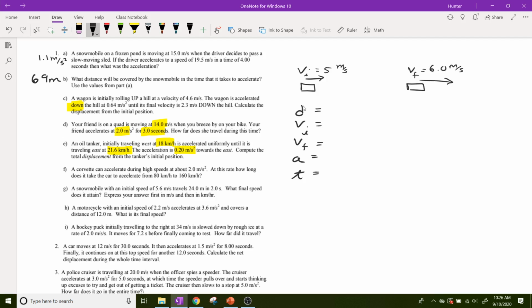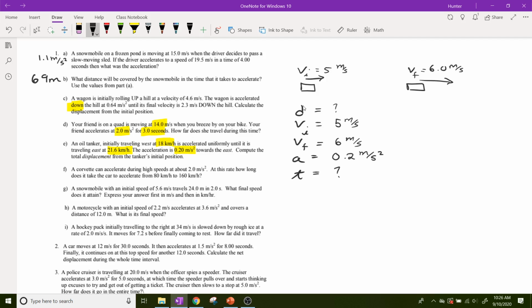Do we have a displacement? No. Do we have an initial velocity? What is it? 5. Do we have a final? 6. Do we have an acceleration? Yeah, we do. 0.2 meters per second squared. Do we have a time? No, we do not have a time. So, all right, we're looking for it.